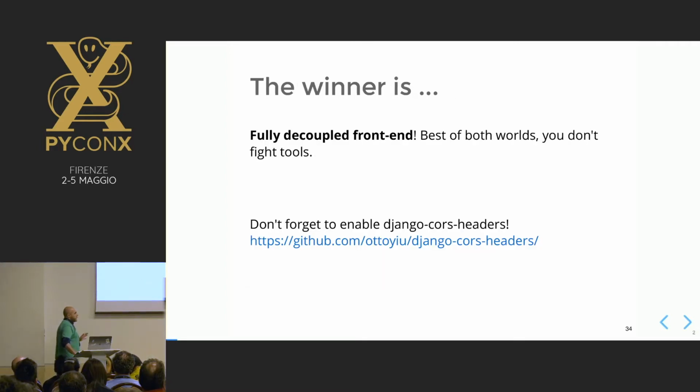So at this point, I came to this conclusion. The winner is, in my modest opinion, a fully decoupled front end, because you get the best of both worlds. You have Django, you have this JavaScript application communicating with the API, and you don't have problems anymore. But of course, don't forget to enable Django CORS headers, because you will need to deal with CORS if you make an HTTP request from a JavaScript front end to an API.